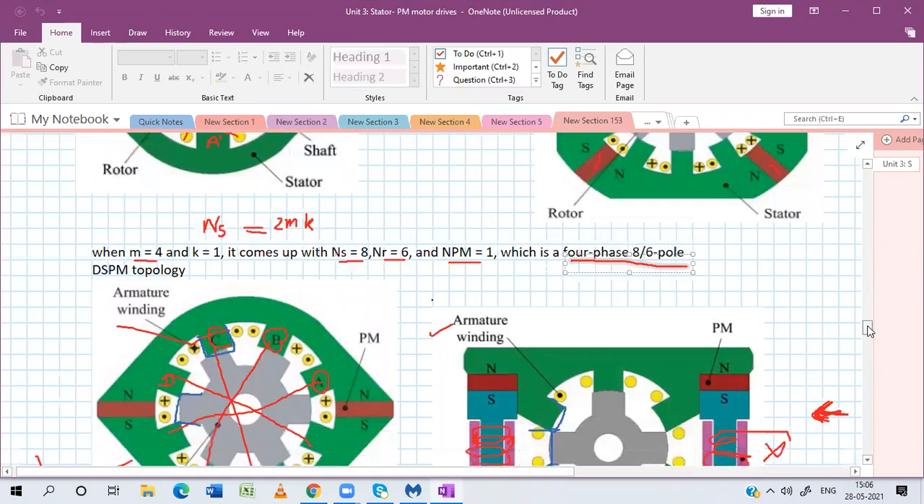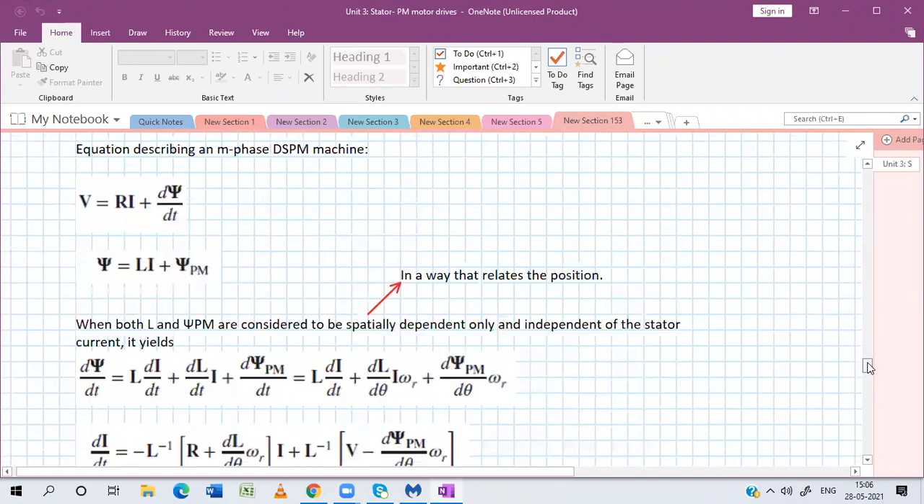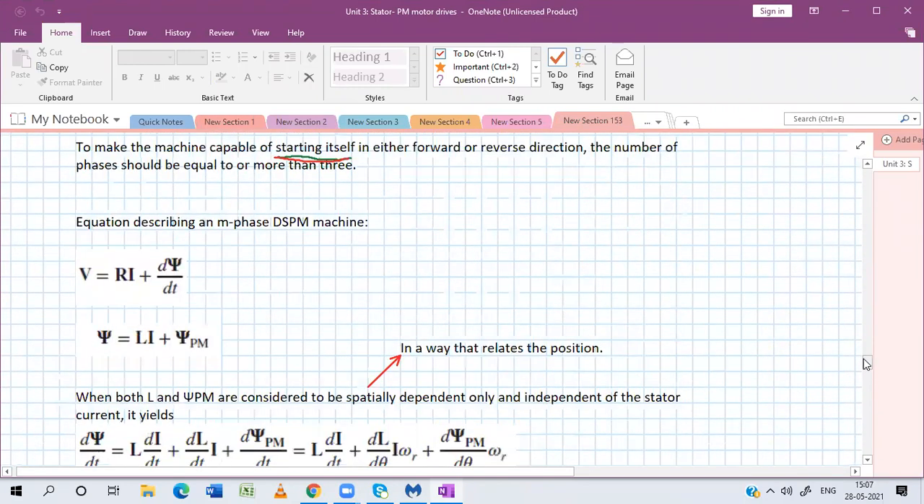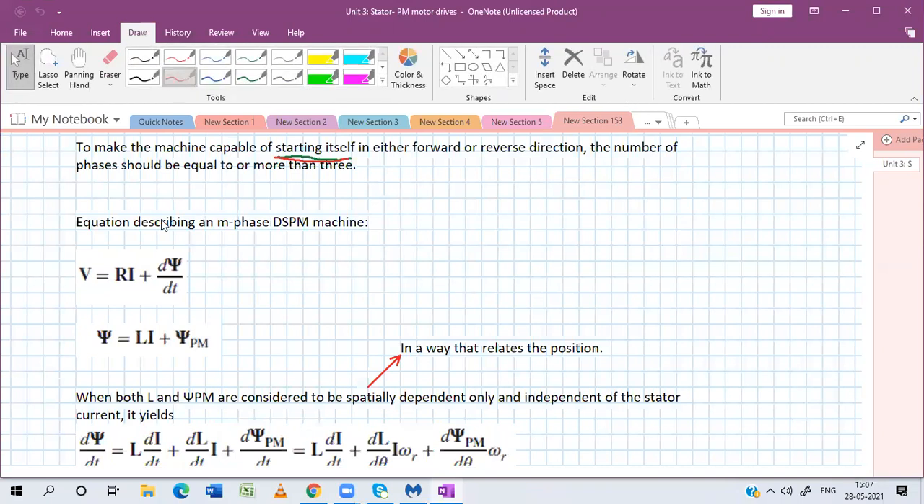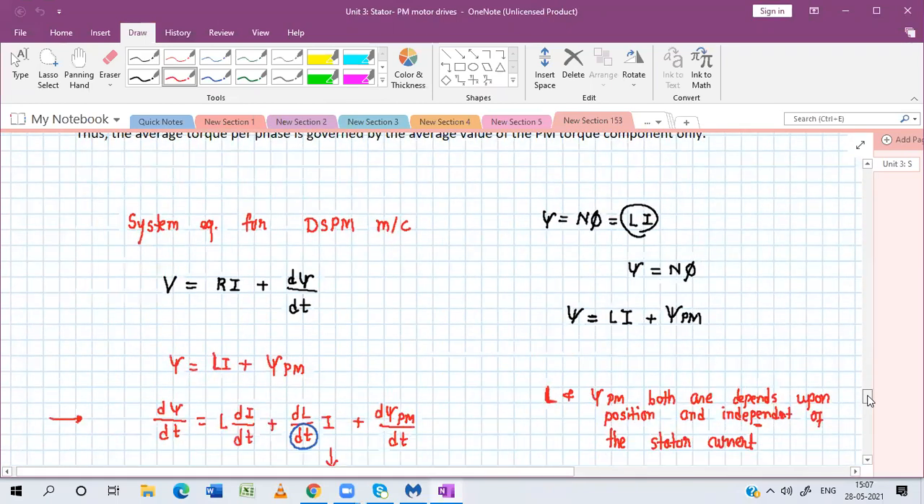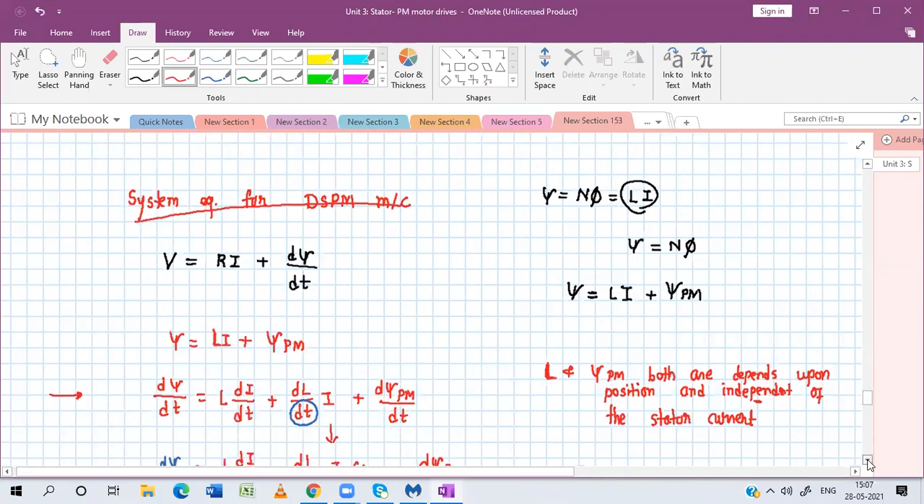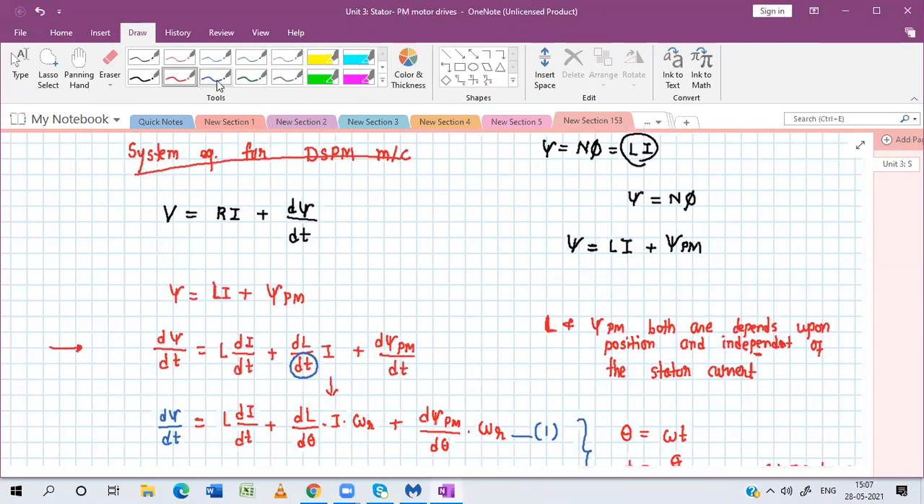So in the last session, we have discussed the dynamic equation of the DSPM machine, or we can say the system equation for the DSPM machine. We started from the basic equation, V is equal to Ri plus d psi by dt. Psi is the flux linkage, and it is a combination of two fluxes: one due to the stator current and the second due to the permanent magnets. So this is the equation of psi.